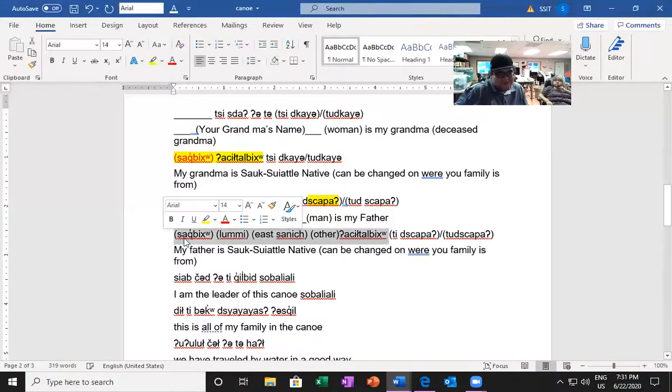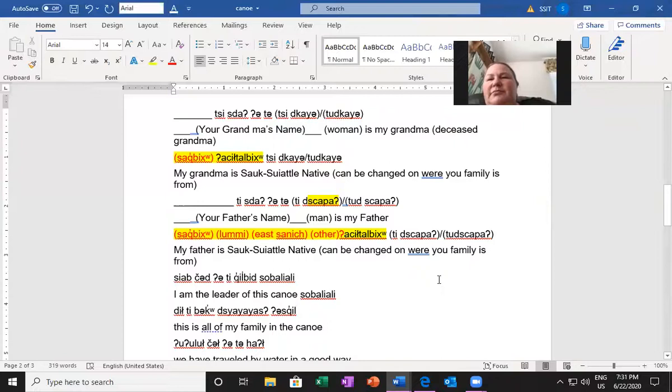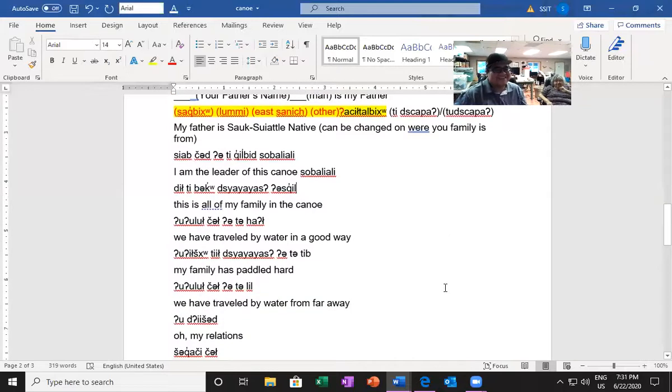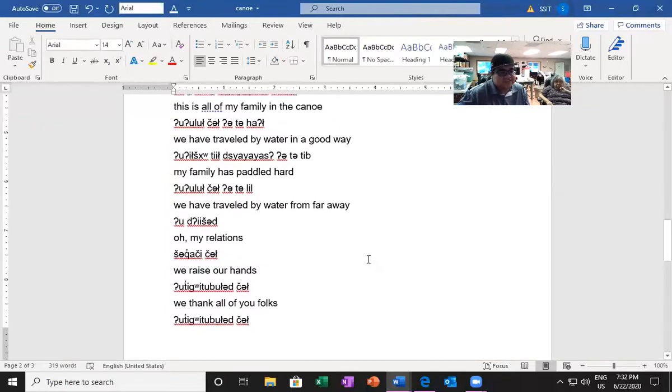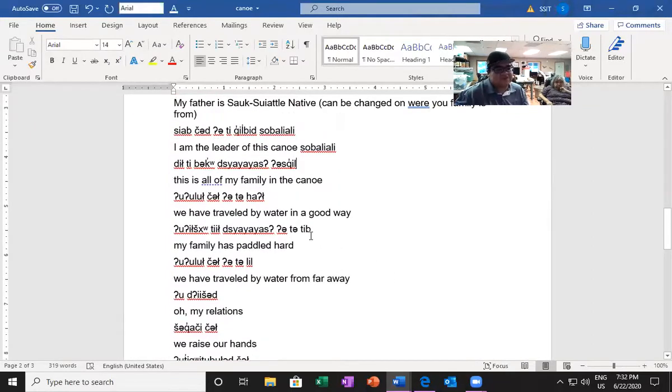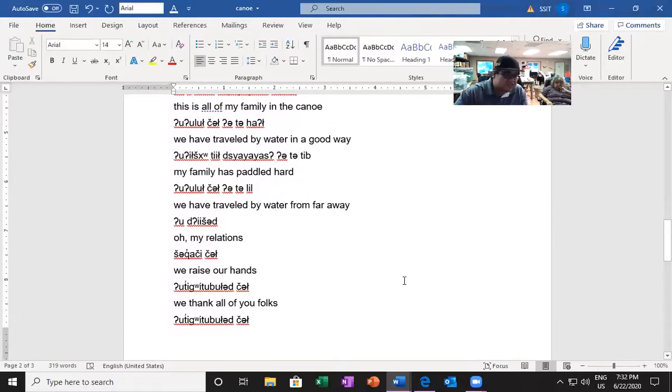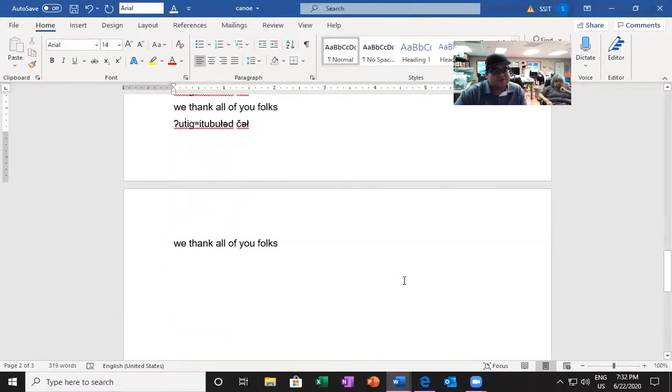And then again, this is all optional. Mine would be Kasha. And I don't know the rest. Yeah, it gets difficult. So we're kind of done with this part of the conversation. This is just to ask to come ashore for canoe journeys. It was just something we put together for the canoe journey part.